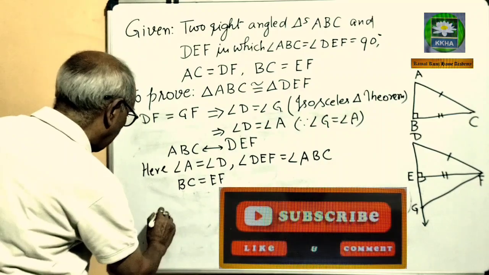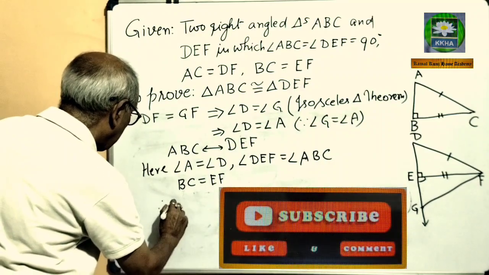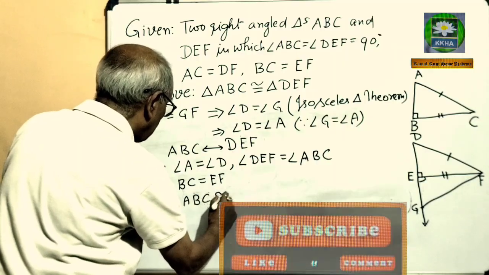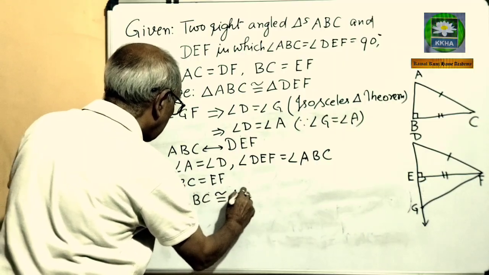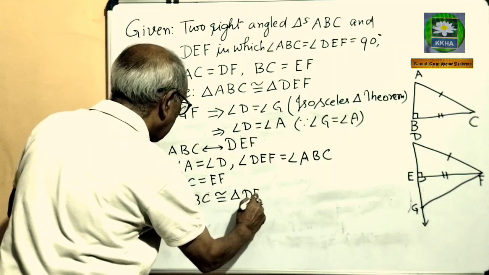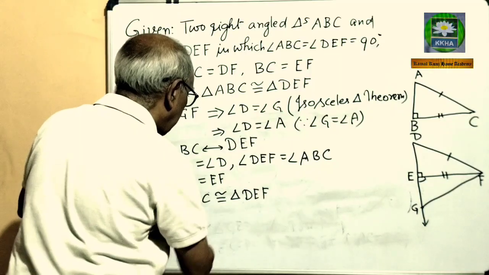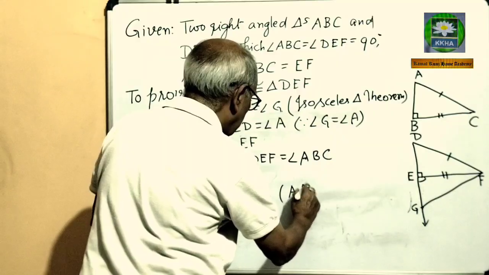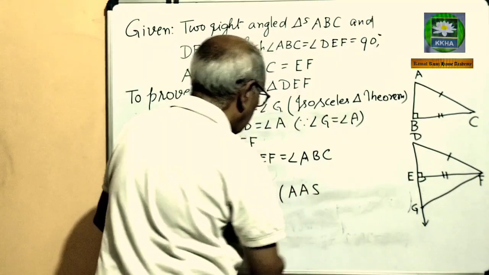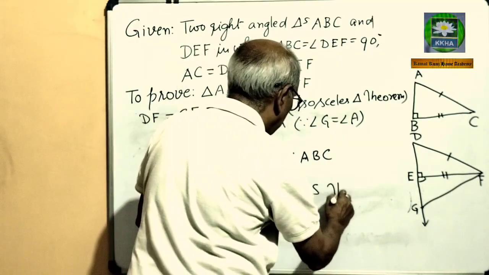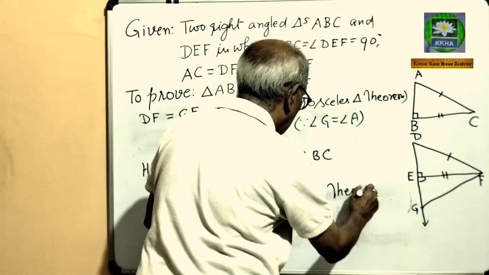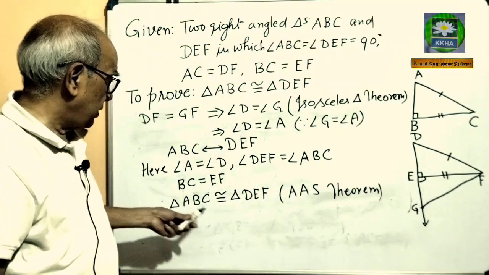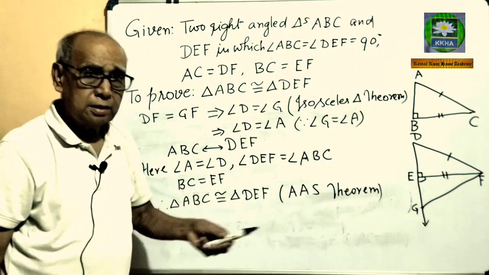Therefore, triangle ABC is congruent to triangle DEF by angle angle side theorem. By this theorem, both the triangles ABC and DEF are congruent.